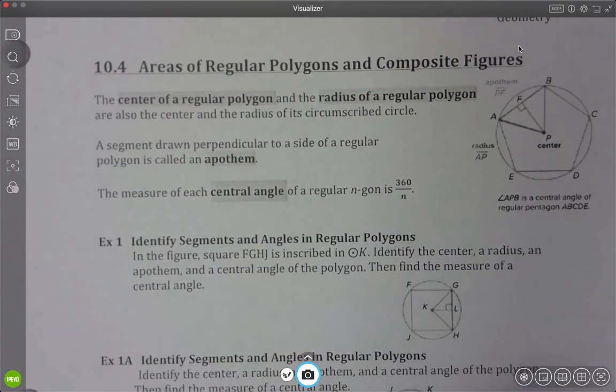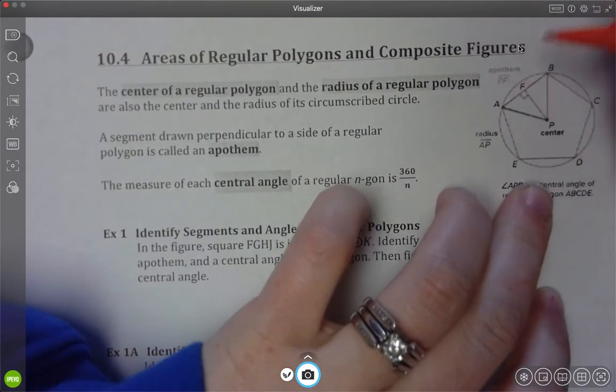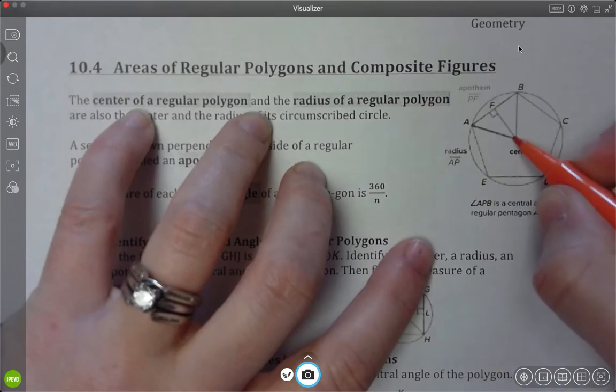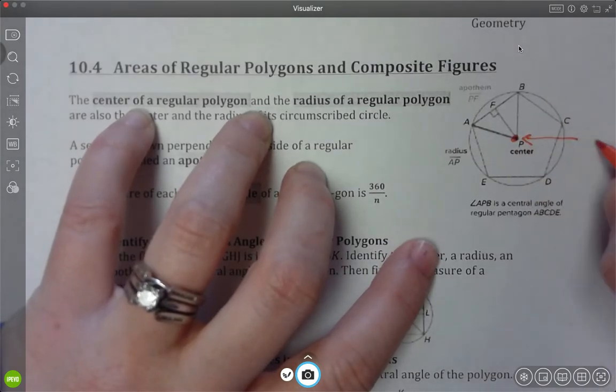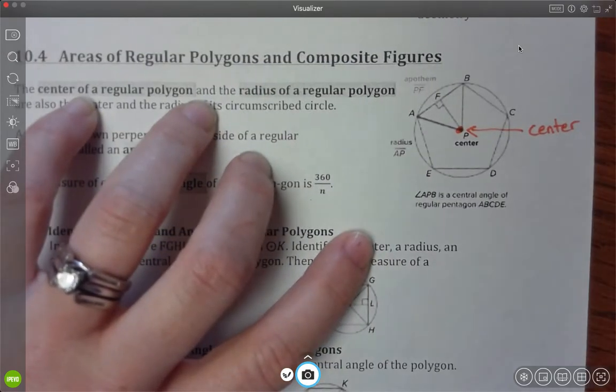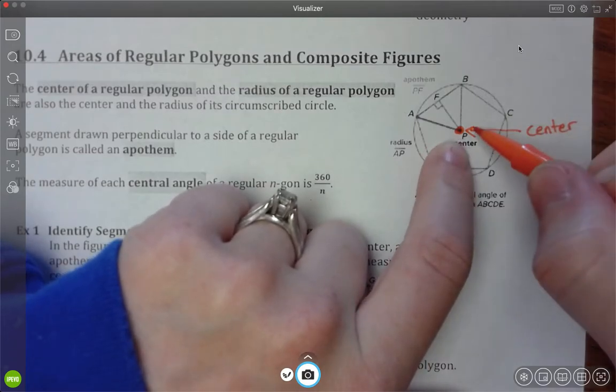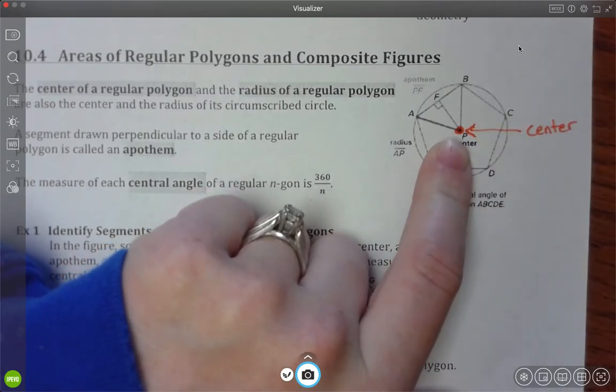They break this figure apart, and they start talking about the pieces of it. So the center of a regular polygon, the center is at P. Okay, so even though these are labeled on here, I'm going to label them off to the side over here so we can go through this as we label. So center is at P. They want a radius of a polygon.